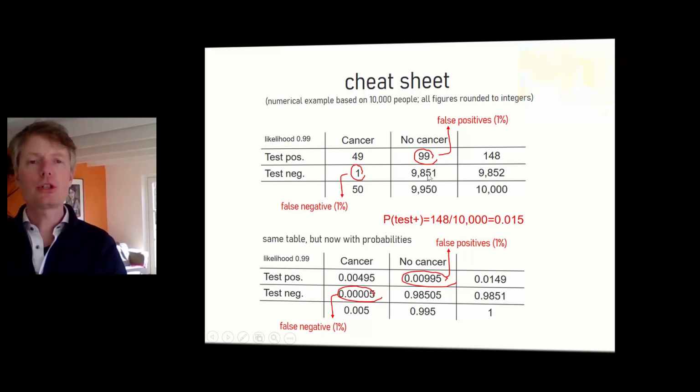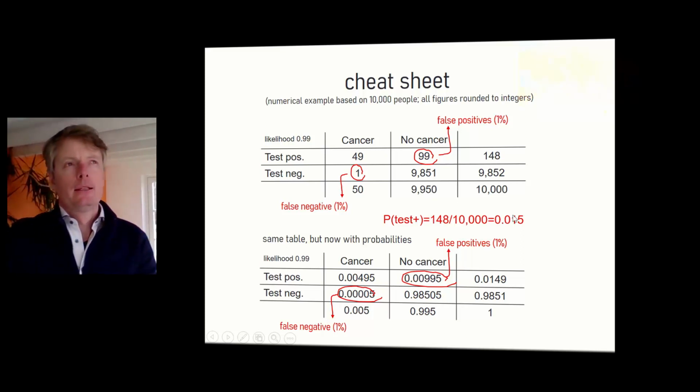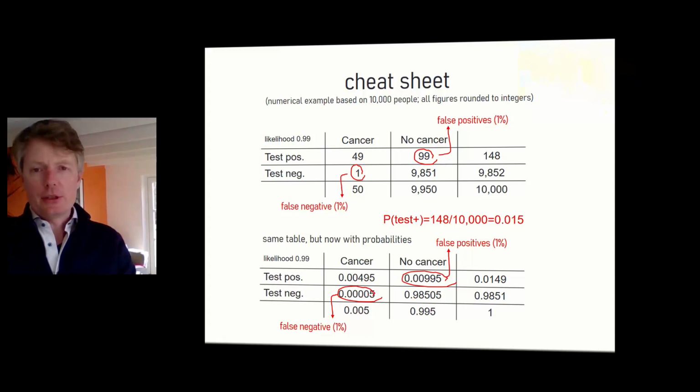Now, what's the chance of getting a positive test result? That's 49 plus 99 is 148, divided by 10,000, which is 0.015. So 1.5% of the people in total get a positive test result. That's what we need to know in the denominator.